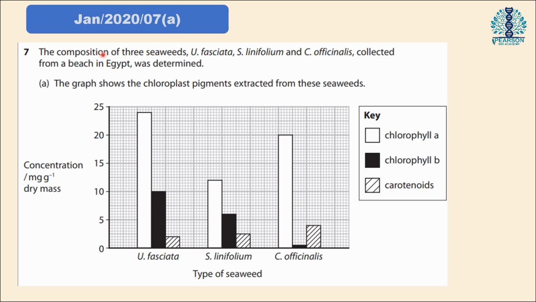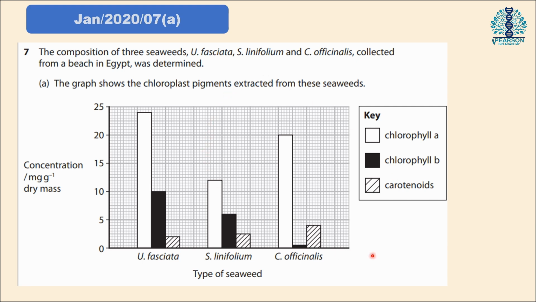Let's look at the first question from the January 2020 paper. It involves the composition of three seaweeds, Ulva fasciata, Sargassum linifolium, and C. officinalis, collected from a beach in Egypt. The graph shows the chloroplast pigments extracted from these three seaweeds where the concentration of these pigments, chlorophyll A, chlorophyll B, and carotenoids are given for each seaweed.